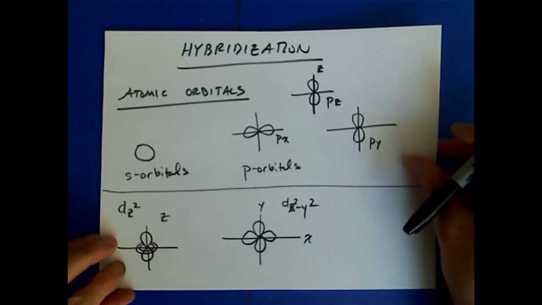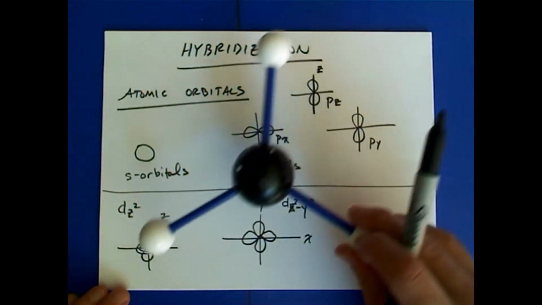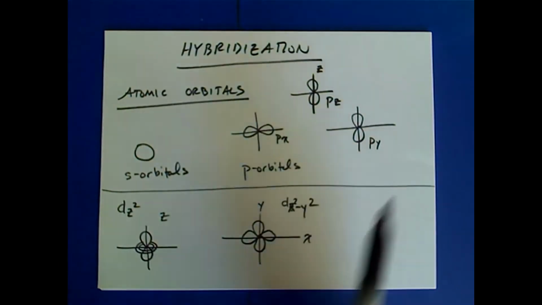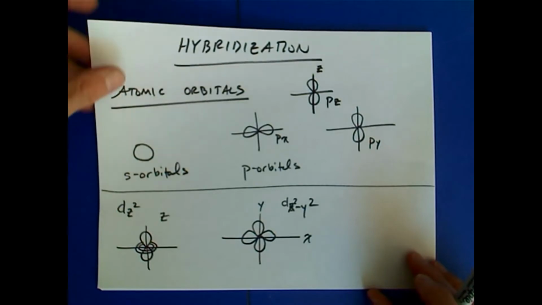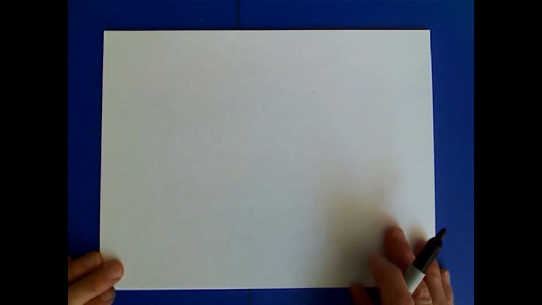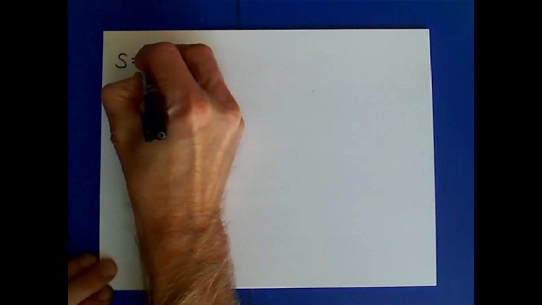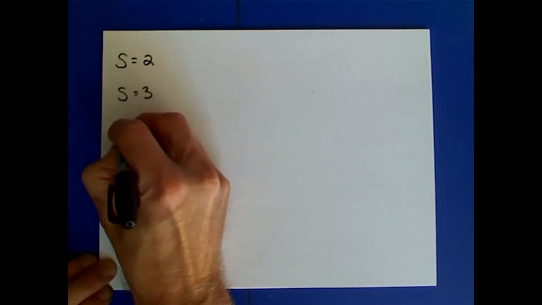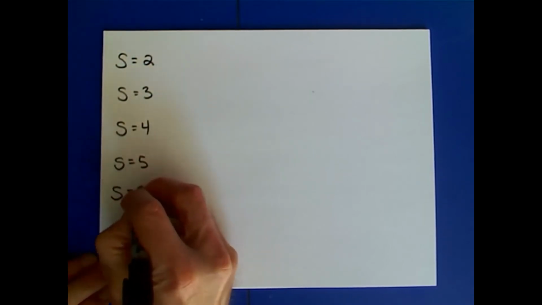So if you think about it, it may seem weird. How in the world can we, for example, get a shape of a molecule such as this from these particular atomic orbitals? Hybridization allows us to talk about how that happens. So we're going to talk about hybridizations for the various steric numbers that we come up with. And remember, we can have a steric number of 2, 3, 4, 5, or 6.